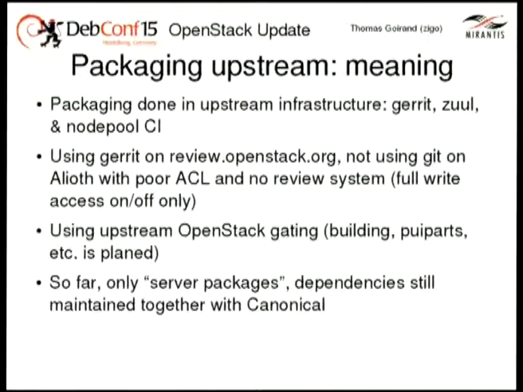So it means that I'm going to be able to do a lot more testing. For example, the full deployment of OpenStack using packages on every commit that we do on the Git repositories for packages. It's going to go on review.openstack.org, meaning that we are going to use Gerrit, and that anyone will be able to propose patches without fearing to break the world.